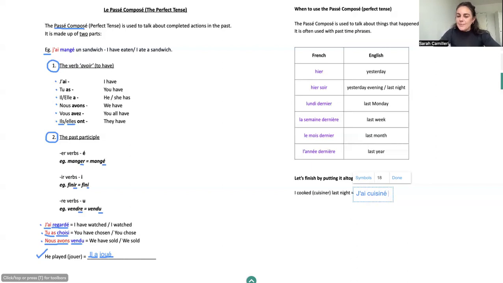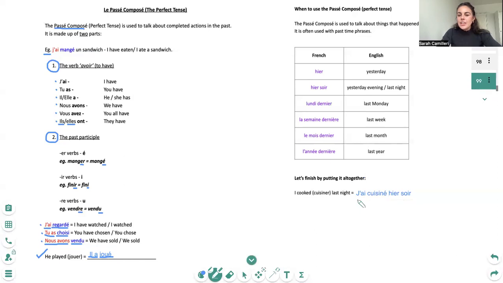J'ai cuisiné. And finally, we need last night. So we need the specific time reference. And if you look in the table above, we can identify that last night in French is hier soir. So in full, we have got j'ai cuisiné hier soir. I cooked last night, using the first part and the second part of the verb passé composé and using the correct key time phrase.